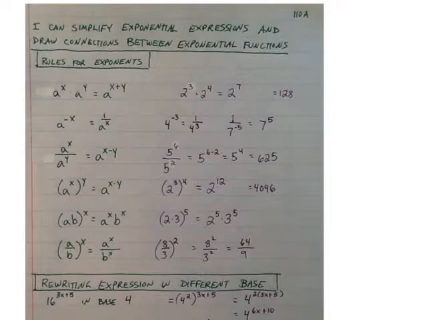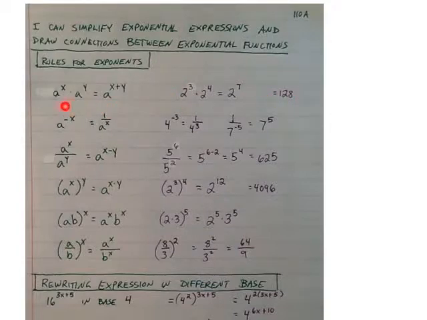For this skill we're really taking a look at the rules for exponents, and there are 6 rules that I want to cover. The first one is that if you have a common base, the exponents can be added together if you're multiplying. Here's an example with numbers and the final answer of 128.